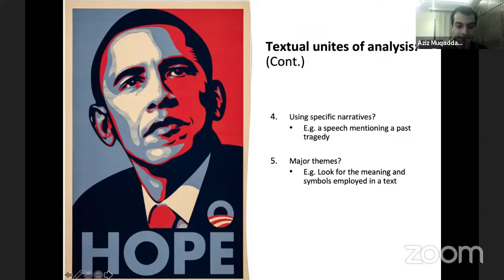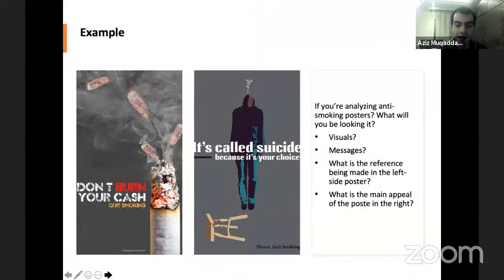Okay. And so yeah, that's the idea: when we move from something more apparent into something deeper, we get into personal interpretation. So that's the inferential component of content analysis. So let's look at a few posters, assuming we're content analyzing them.